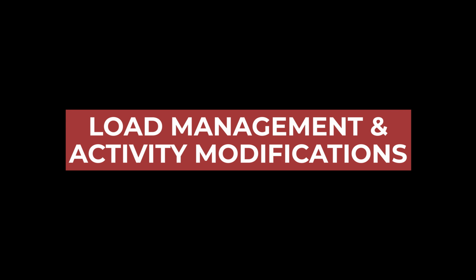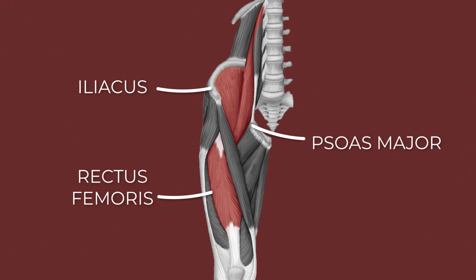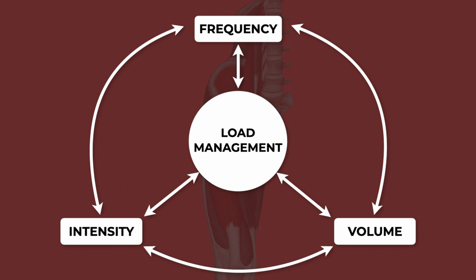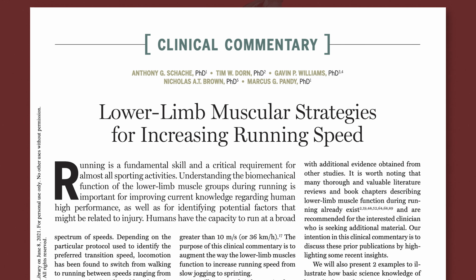Load management and activity modifications. Regardless if the injury is acute or chronic, iliopsoas or rectus femoris related, the first thing you want to do is modify aggravating activities. Whether the injury occurred during running, playing sports, or doing some other activity altogether, you'll want to manipulate the frequency, intensity, and volume of the given activity so that you can perform it in a tolerable manner. In some cases, this might involve discontinuing the activity for a certain period of time before gradually reintroducing it and ramping back up slowly. This is especially true of sprinting or max effort kicking as the demand on the hip flexors increases.